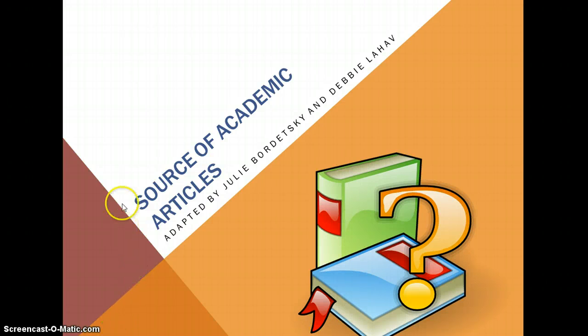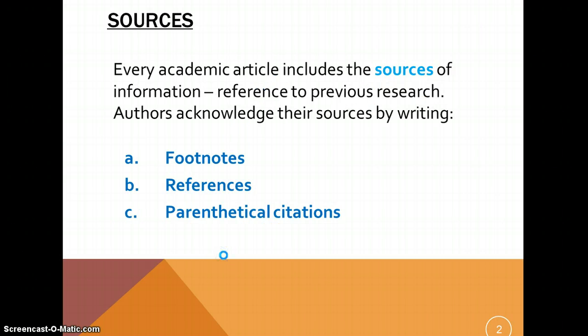Hello, everyone. Today we're going to look at sources of academic articles. In every academic article, the authors need to refer to their sources of information. Where did they get that information? In other words, they refer to previous research. They do so by acknowledging their sources. They write footnotes, references, and parenthetical citations.